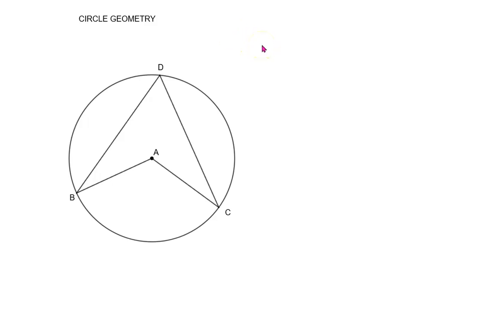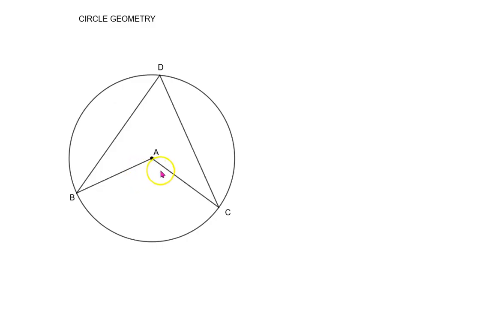Hi, in this video, we're going to look at two of the theorems that you're going to need to know for circle geometry. To begin with, we've got a circle shown over here. It's centered at A, and we've got some lines drawn in it. We've got a line that goes from A to B, and a line that goes from A to C, otherwise known as radii, and that creates this angle in the middle over here, BAC.